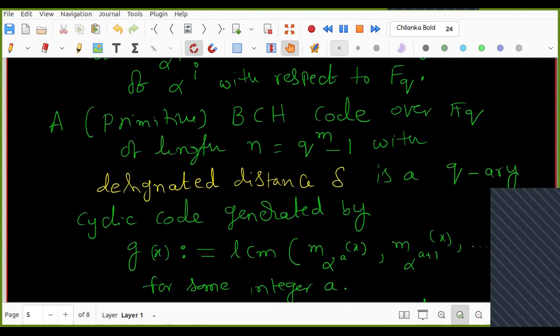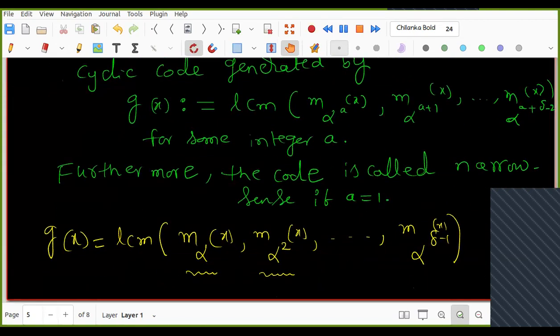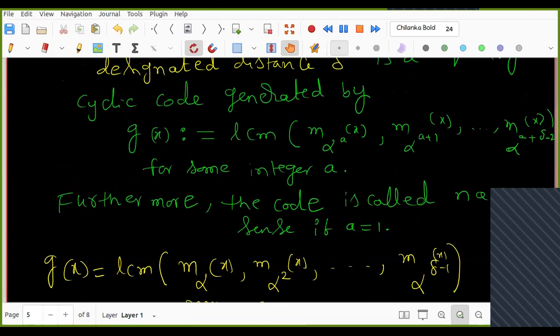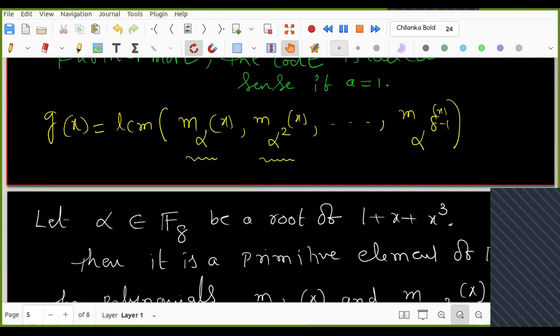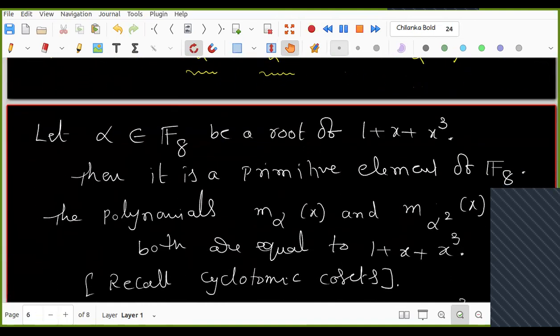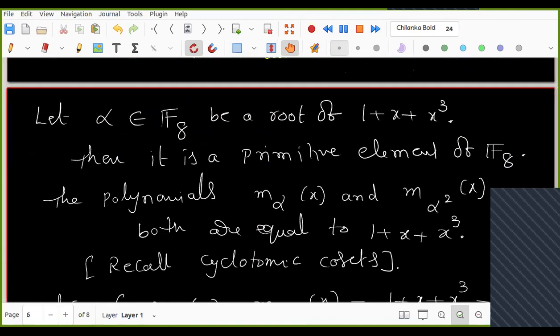This n is simply a divisor of q power m minus 1, just a BCH code. That BCH code is called primitive if n equals q power m minus 1. Now, if my a is also 1 in the definition, then it is called narrow sense. But don't worry, these are just names only. Let me explain with one example.